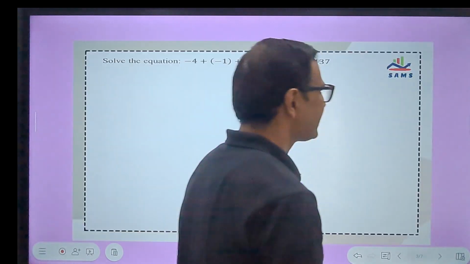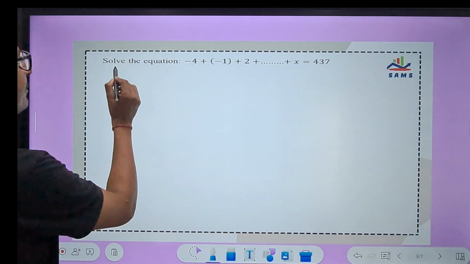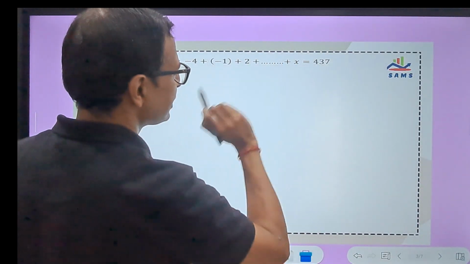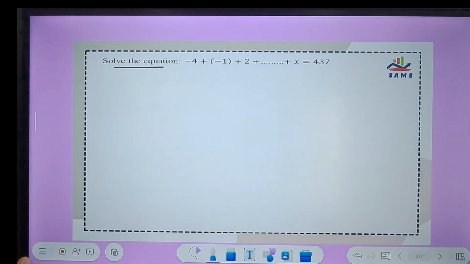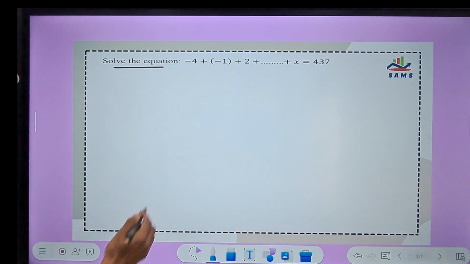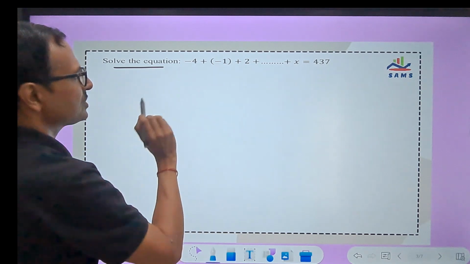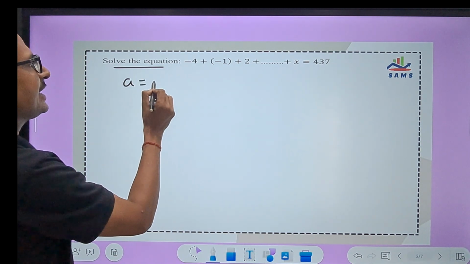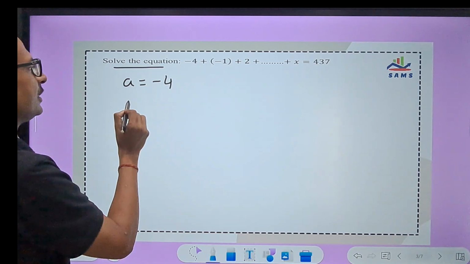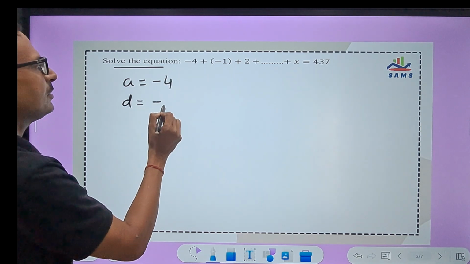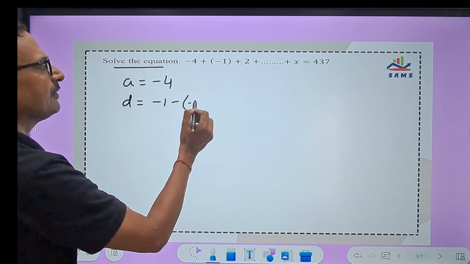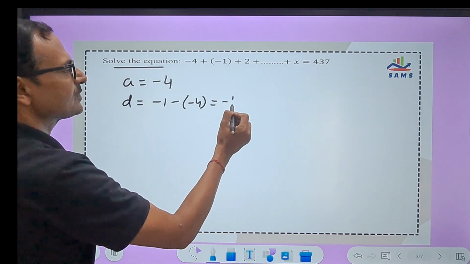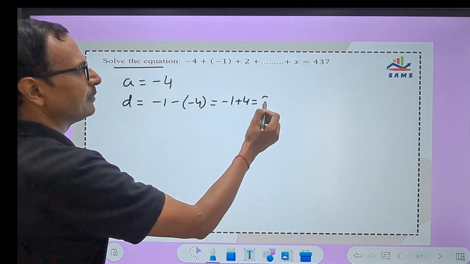Right, let's see the first question. So we have to solve the equation. So there is an equation which is given here. Now, how do you tackle this question? See, this is an arithmetic progression. The first term, a, is given as -4, and the common difference d is second term minus the first term, that is -1 plus 4, which is 3.